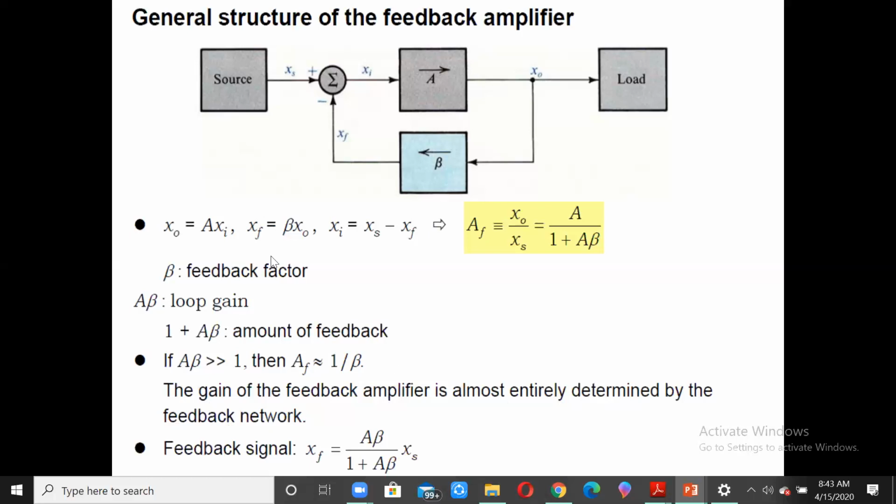For the feedback signal, if you substitute back into the equation XF equal to beta X0 the value for X0 from over here, we will get A beta divided by 1 plus A beta into the value of XS. And that is what we have here.